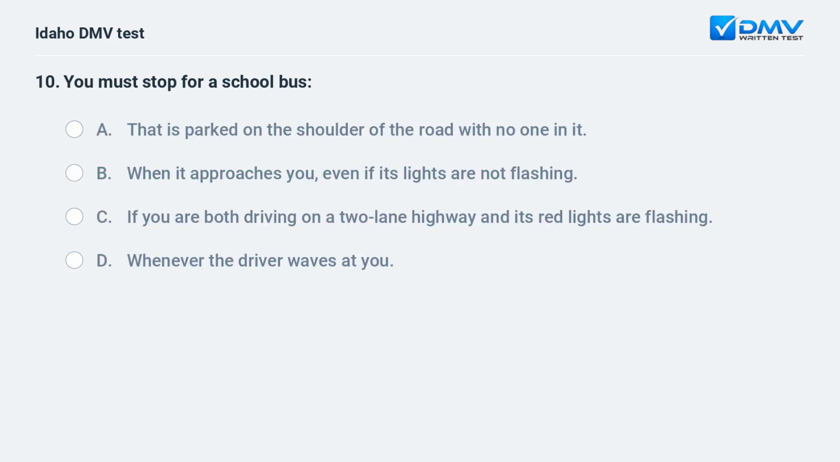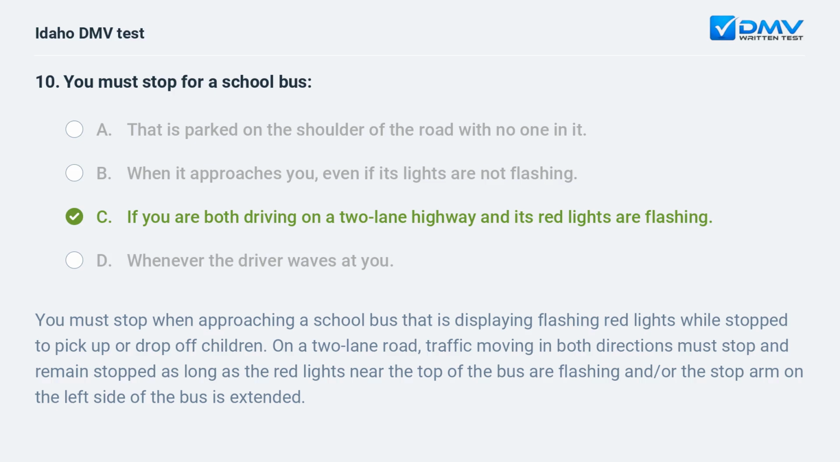You must stop for a school bus A. That is parked on the shoulder of the road with no one in it. B. When it approaches you, even if its lights are not flashing. C. If you are both driving on a two-lane highway and its red lights are flashing. D. Whenever the driver waves at you. C. If you are both driving on a two-lane highway and its red lights are flashing.